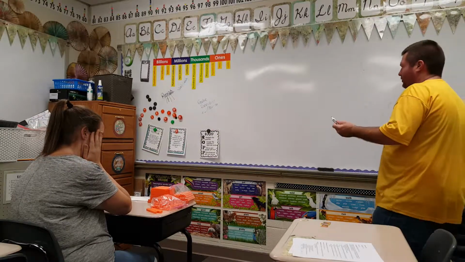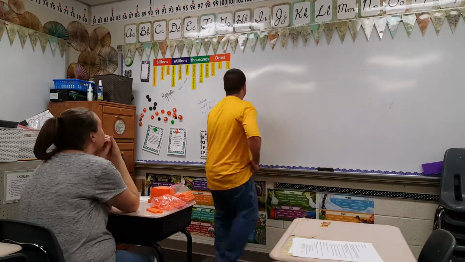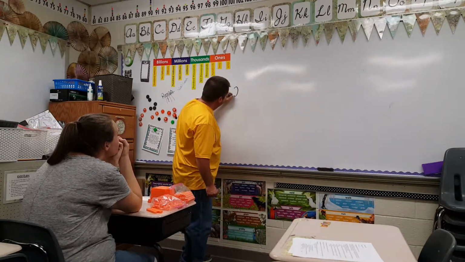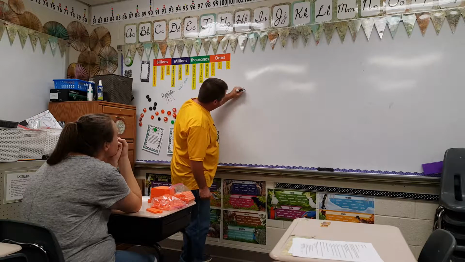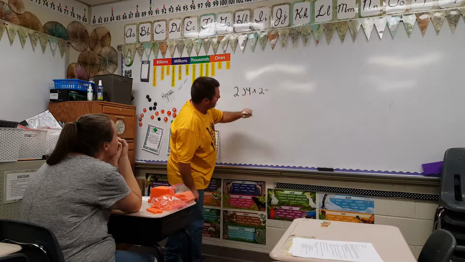All right, class, today we're going to learn area model. So what are we doing today? Area model. All right, so first we're going to start with the number 234 times 2. What does that equal?